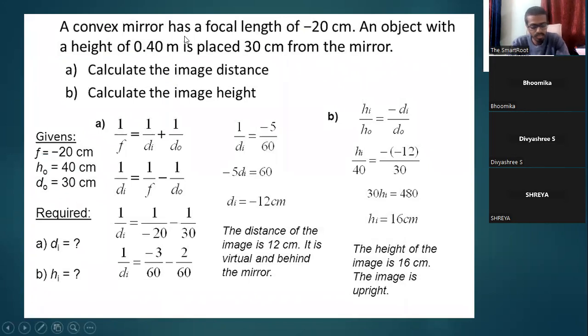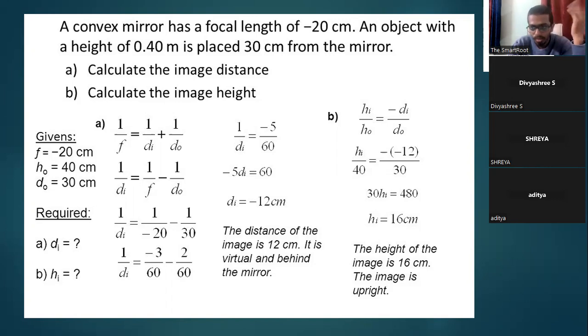A convex mirror has a focal length of 20 centimeters. How many centimeters? 20 centimeters. So what is happening if it is kept there? It is minus 20 centimeters as the focal length. And the height of the object is 0.40. It is placed 30 centimeters from the mirror, away from the mirror. So the image distance and the image height are what they asked me.